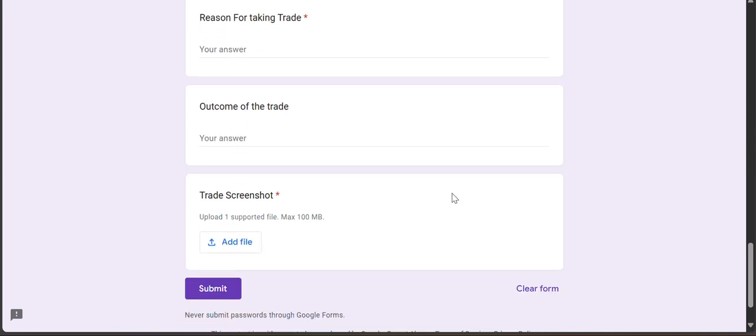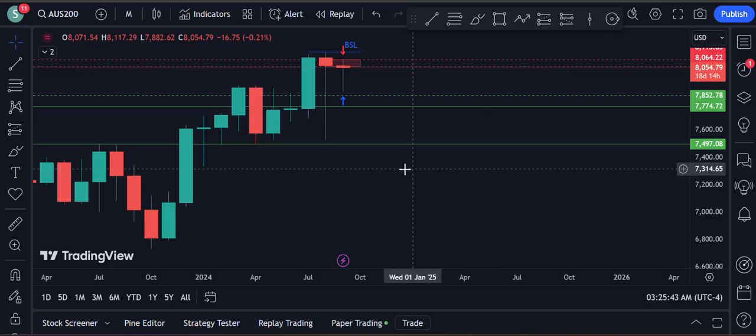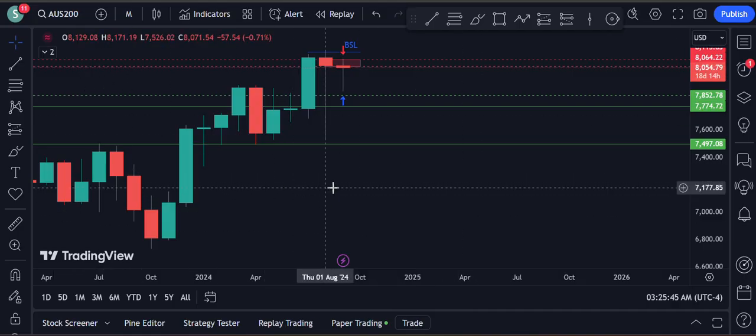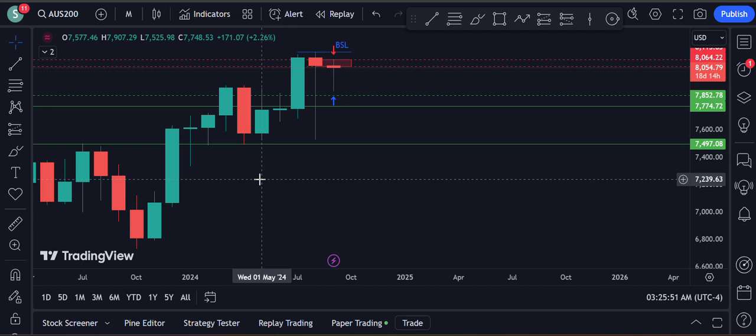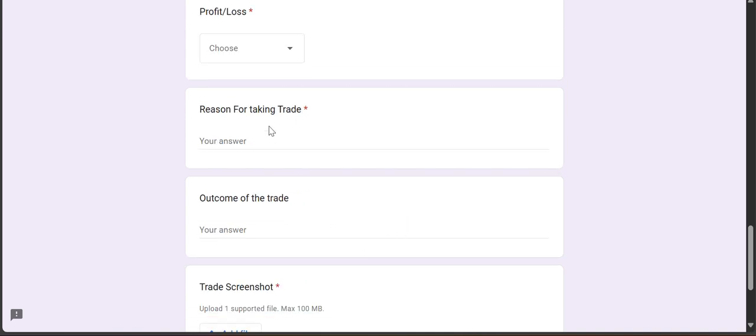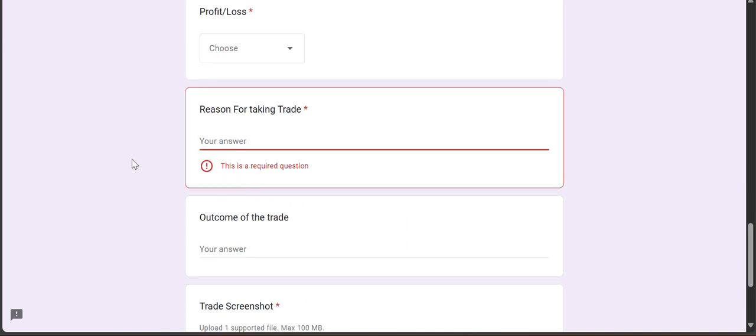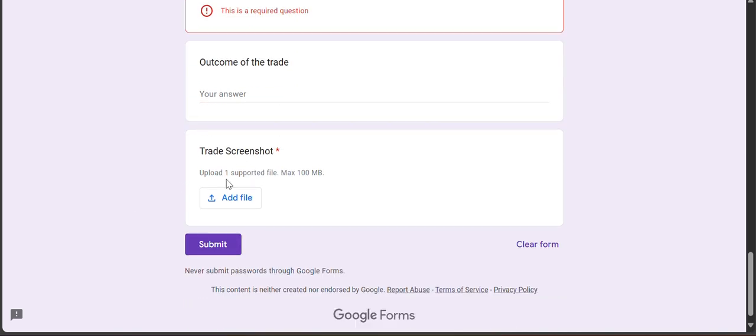Okay, so yesterday I took a trade in Australian 200. I'll be explaining everything, why I took the trade, and I'll be entering the data here also: what is the reason for taking the trade and what is the outcome of the trade. Along with that, I'll also upload a trade screenshot.